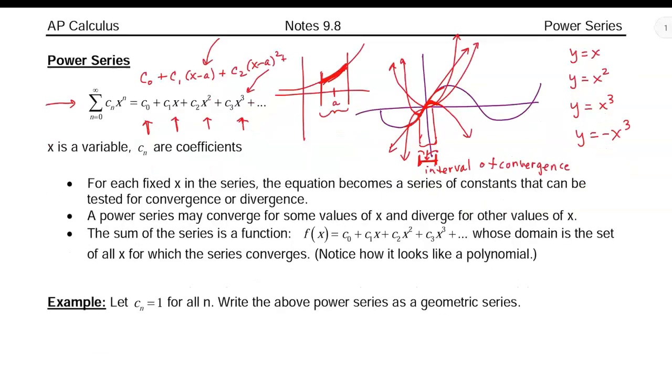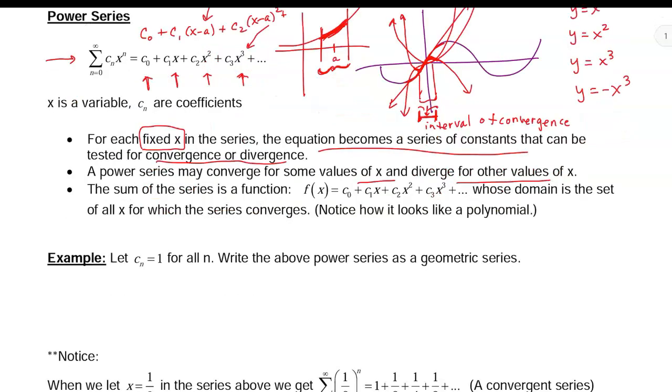If you determine a fixed number x and you substitute that into the series, the equation becomes a series of constants, and then we can test for convergence or divergence on that series. A power series may converge for some values of x and diverge for others. So that is the interval that I'm referring to. Over that interval, we would have convergence, and then for the rest of the function, we would not.